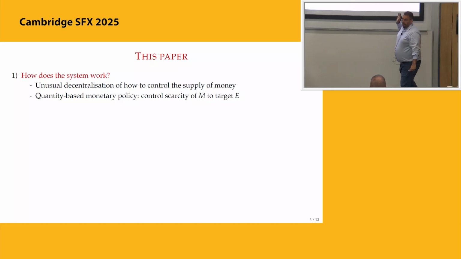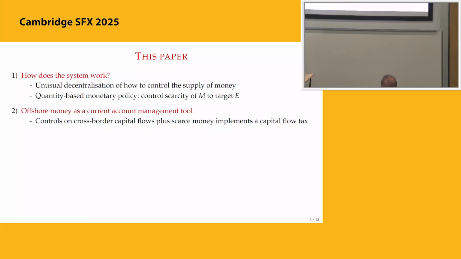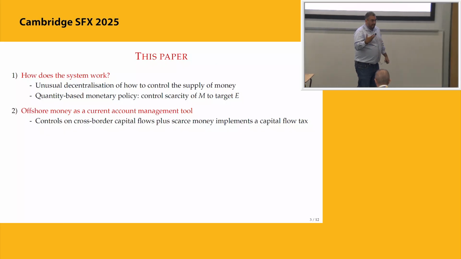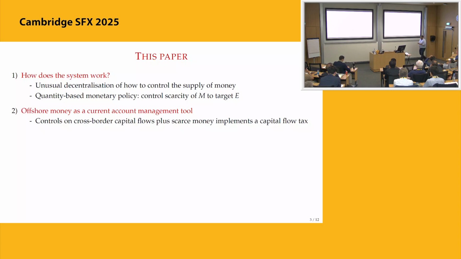There is no interest rate policy in CNH. It's all quantity-based. Then I'm going to have a little model of offshore banking, and basically explain how this offshore money can be used as a current account management tool, how you can actually use it to achieve goals regarding China's offshore position, or external position.